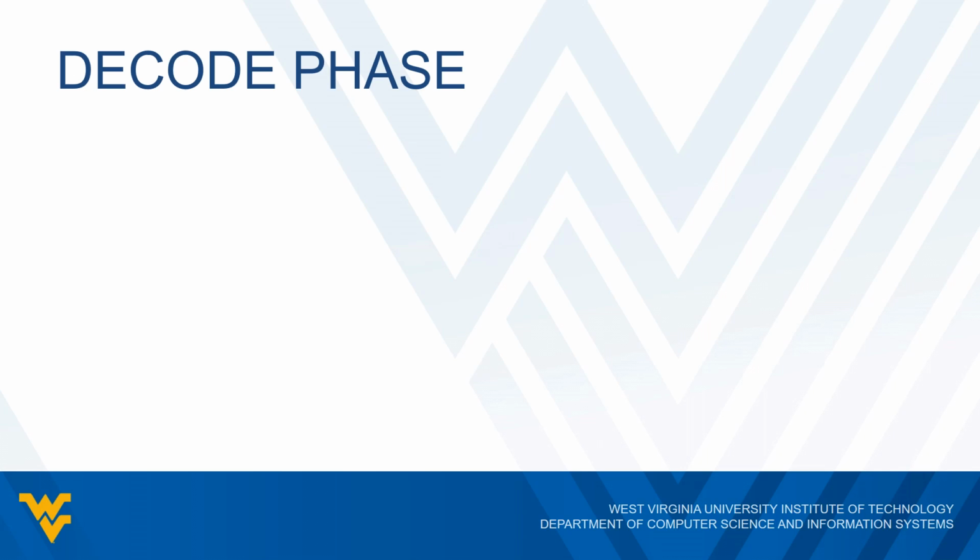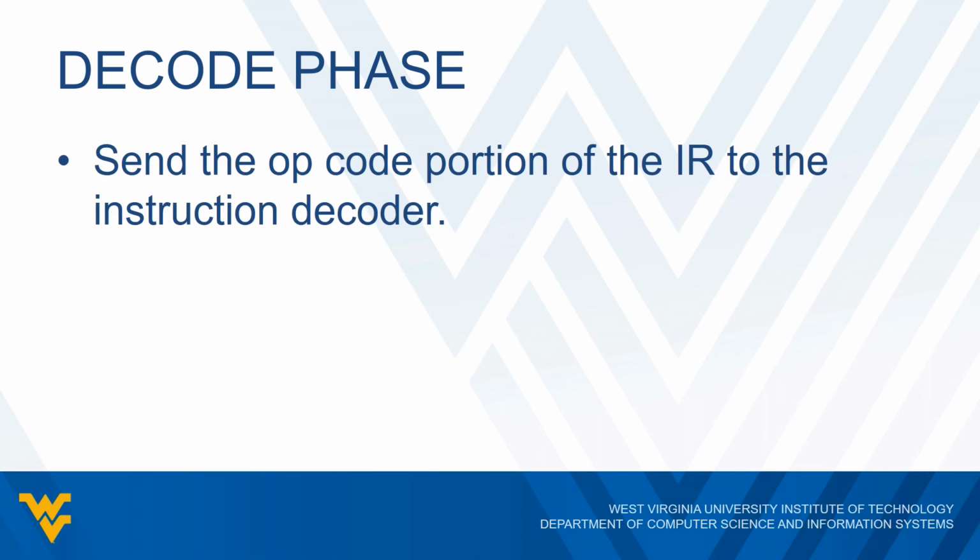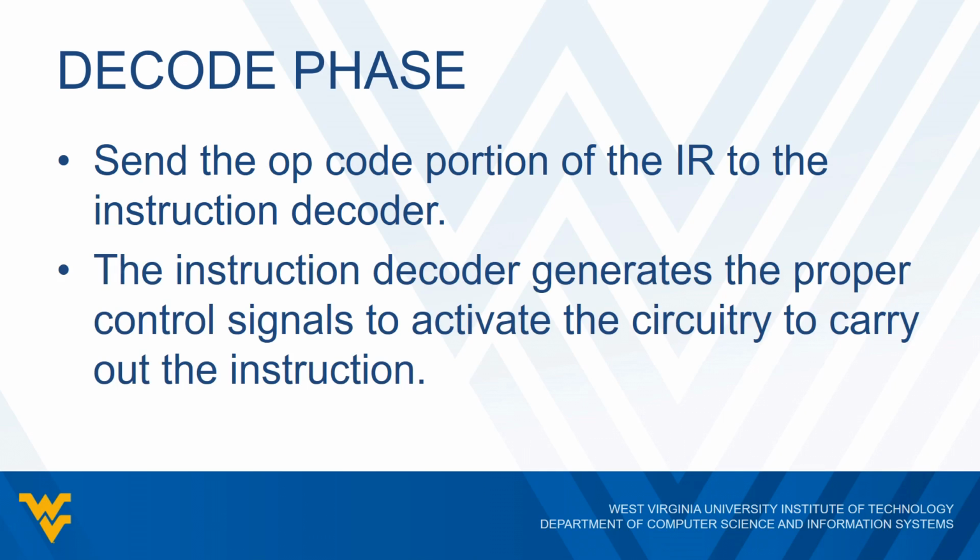Decoding the instruction is pretty simple because all we need to do is send the opcode portion of the instruction register to the instruction decoder. This will determine the actual type of instruction. Then the instruction decoder will generate the proper control signals to activate the circuitry to carry out the instruction. So we send the opcode over to the instruction decoder, and it figures out which instruction we're actually going to do.